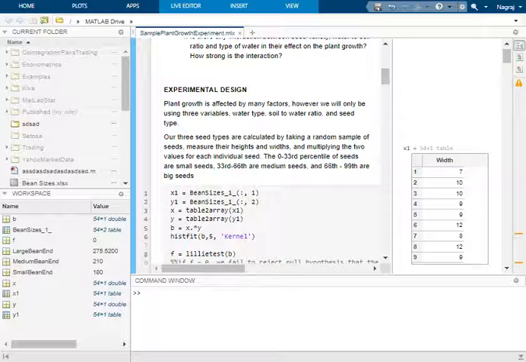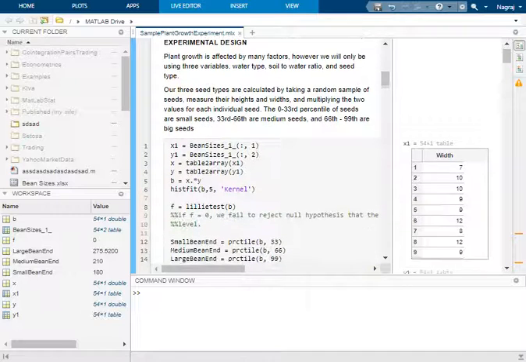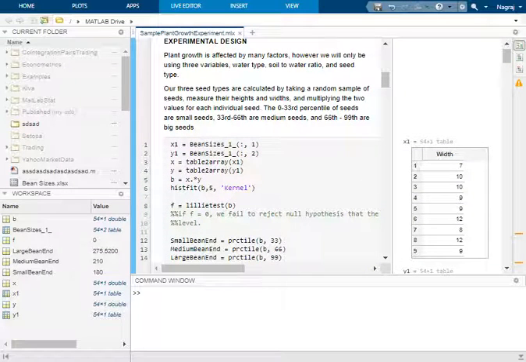So this is our experimental design. Our plant growth is affected by many factors, but we're only going to be using water type, soil to water ratio, and seed type. And our three seed types are calculated by taking a random sample of seeds, taking their heights and widths, and multiplying the two values for each individual seed. The 0 to 33rd percentile of seeds are small seeds, 33rd to 66th are medium seeds, and 66th to 99th are big seeds.